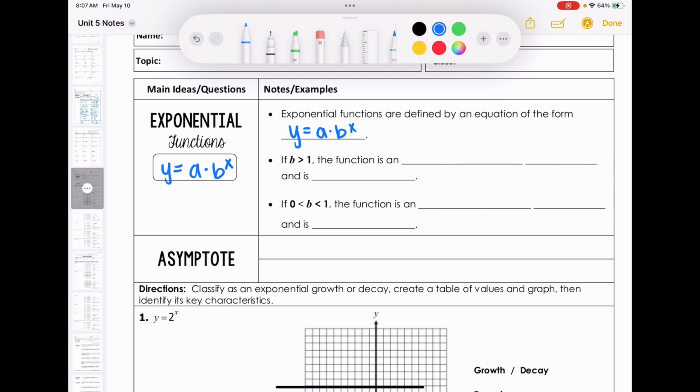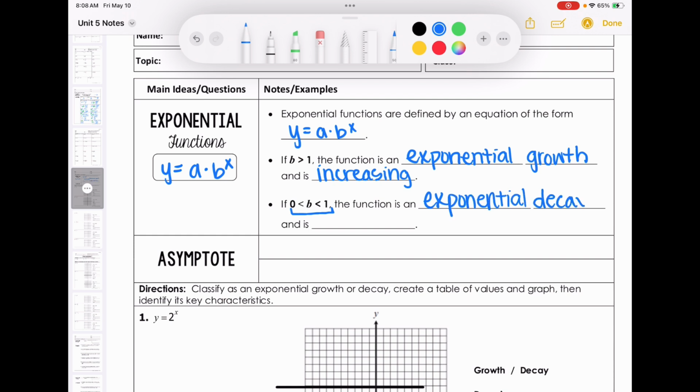All right, so if your b value, so whatever number sits with the exponent of x, is greater than 1, it's an exponential growth function. And that means that it's increasing. If b is ever in between 0 and 1, that's an exponential decay. So that means our graph is decreasing.